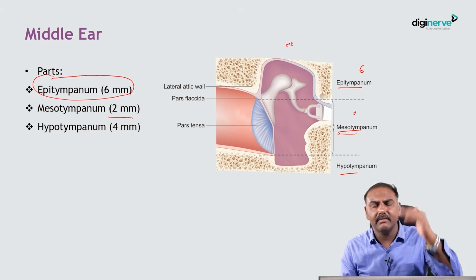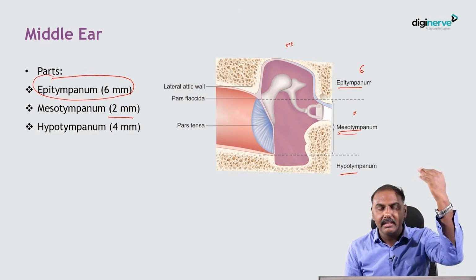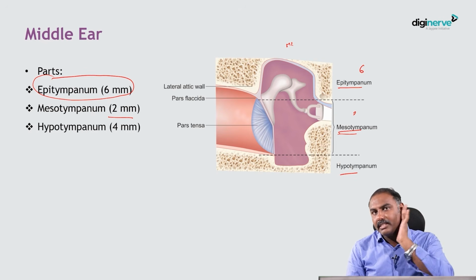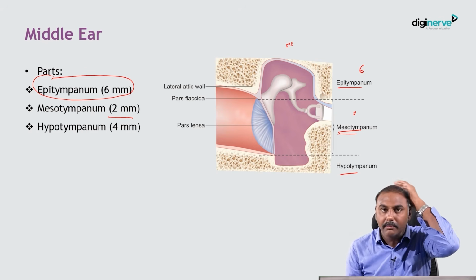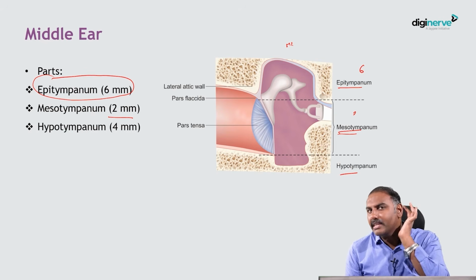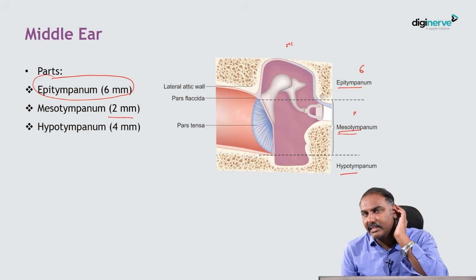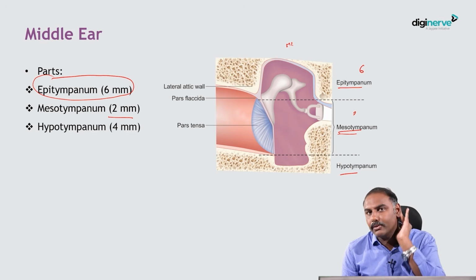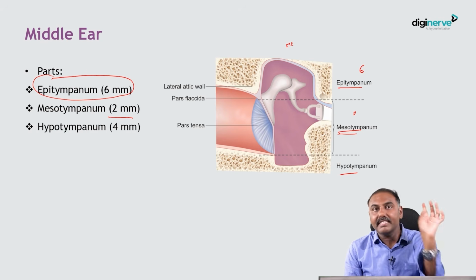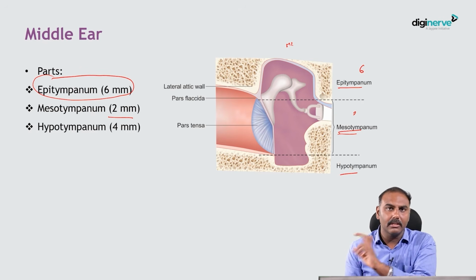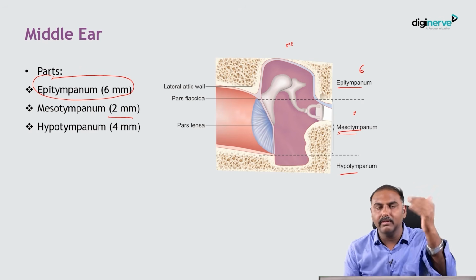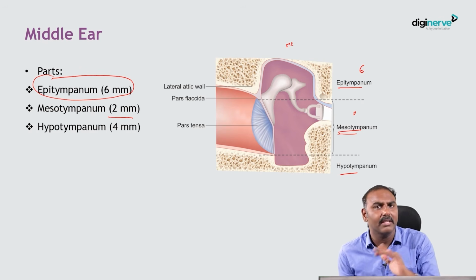We know what is above the middle ear. If this is the middle ear, what is there above the middle ear? We have our brain, the dura mater. So any infection that occurs in the superior aspect has a chance of directly going and involving the brain. So we call any infection in this upper part of the middle ear unsafe. We will discuss this in the pathology chapter also, in the clinical case scenarios. Anything above, we call it unsafe. Anything in the middle, we call it safe.